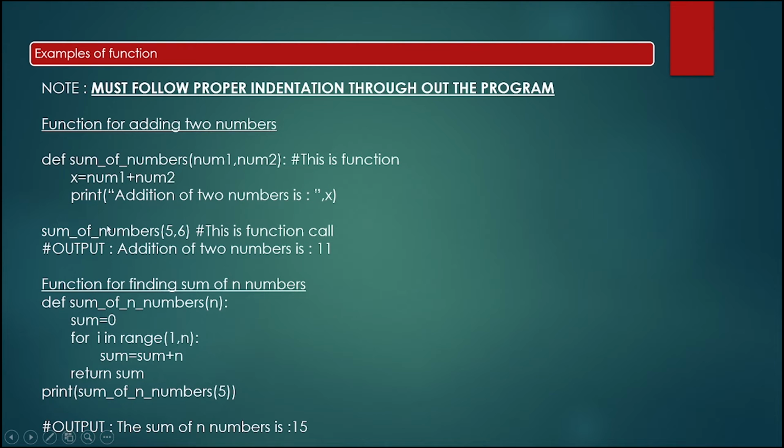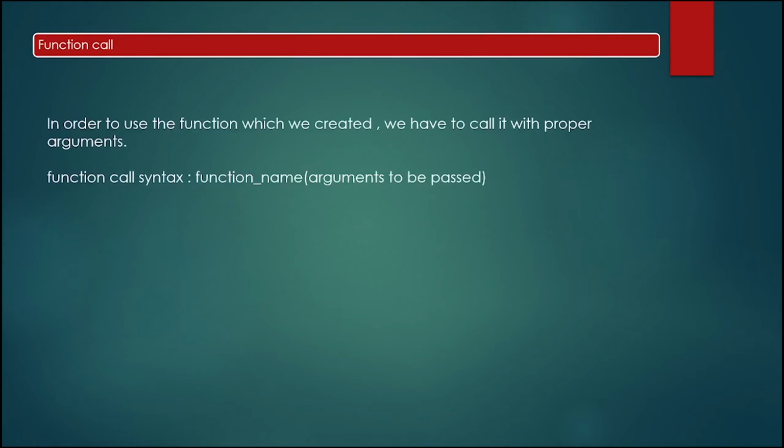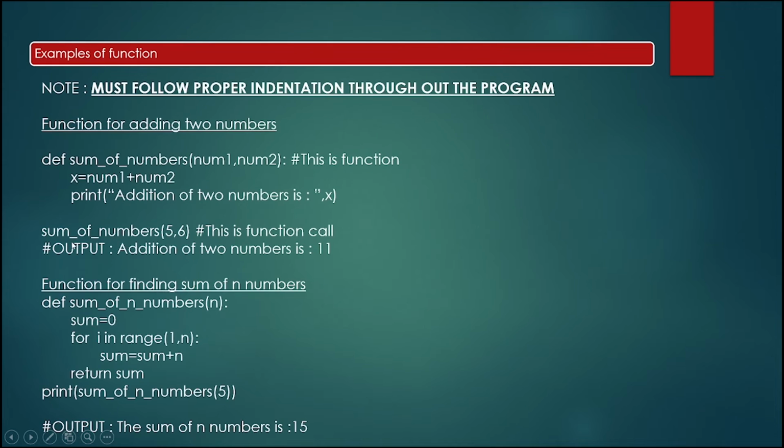And after this we have to call the function, right? From here to here we are creating the function, and in order to use the created function we need to call it, right? This is what we learned here. In order to use the function which we created, we have to call it with proper arguments, right? So I have made a function call here with the function name and the arguments to be passed. I'm passing 5 comma 6.